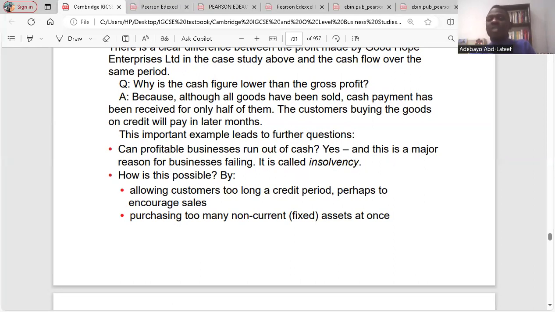Yes. Purchasing too many non-current fixed assets at once. Purchasing non-current assets is expensive. You are spending so much money on it. That means you are tying money down, so you won't have cash flow. When you purchase equipment, your money is tied up in that equipment. You might not have the opportunity to use cash for any other thing. That is the point there.